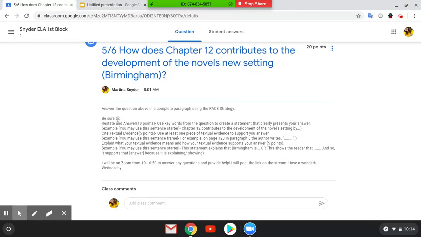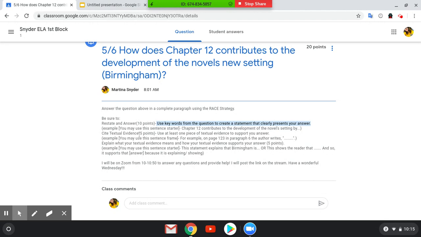If you want to, you can use these sentence starters and plug in your answer just to help you get used to writing that structured paragraph that presents your answer in a really clear way. So I reminded you, be sure to restate and answer. This is going to be 10 points. It means to use keywords from the question to create a statement that clearly presents your answer. So that's going to be your topic sentence. I gave you an example: chapter 12 contributes to the development of the novel's setting by, and then you would plug in your answer. I didn't give you the answer, I just gave you the starter.